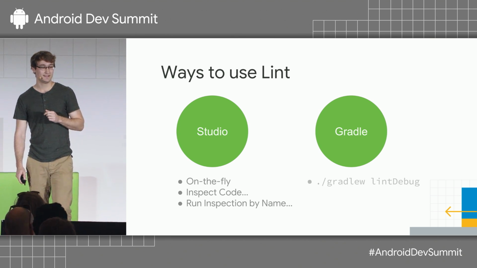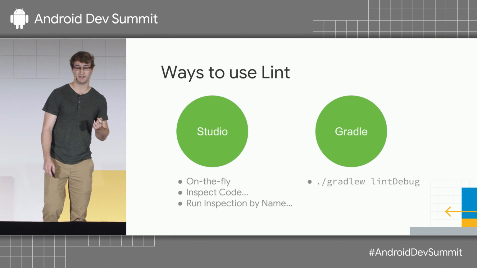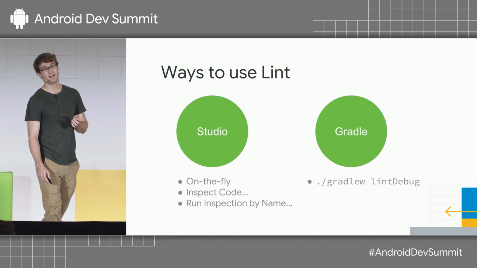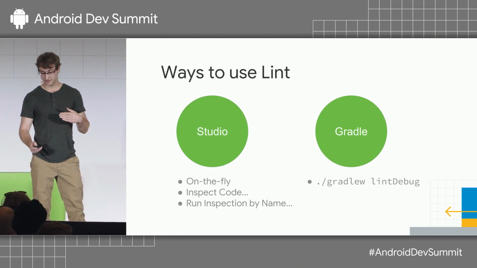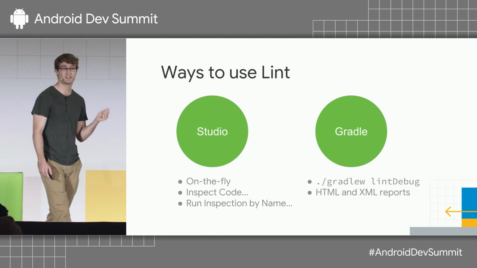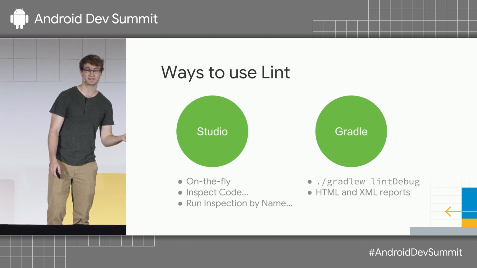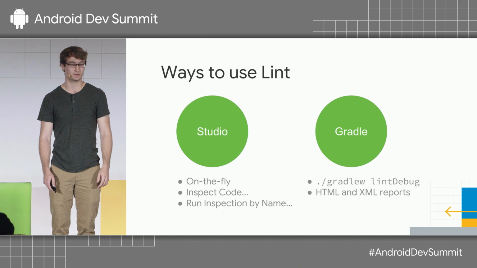Some of you might not know, actually, though, that you can also run lint at the command line with Gradle. So you do something like gradle lintDebug. That's one of the tasks that we have. And it's kind of the same thing. It'll just do a batch analysis for your entire project. And the really great thing about that is it'll make an HTML and XML report. So you can parse the XML report if you want to do something fancy with the results, or you can just take a look at the HTML report and go through your warnings.